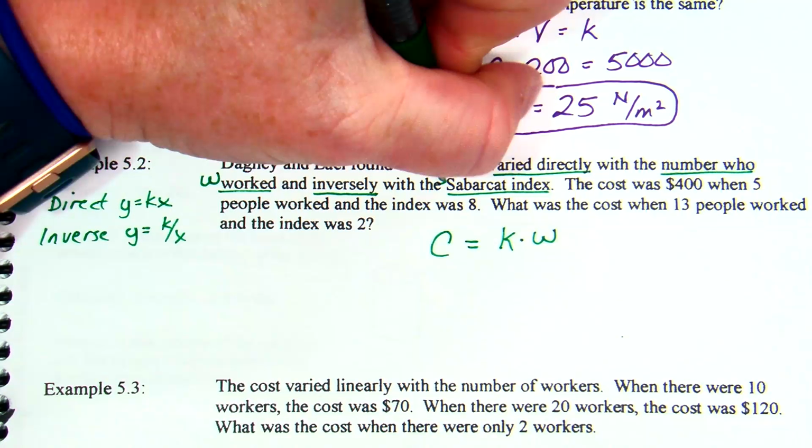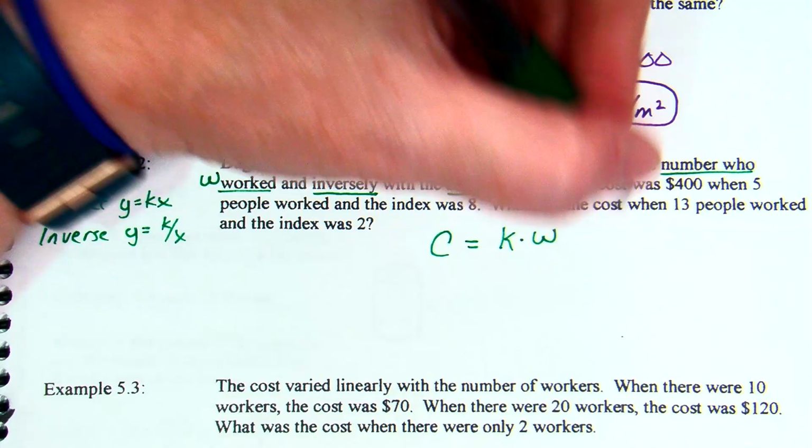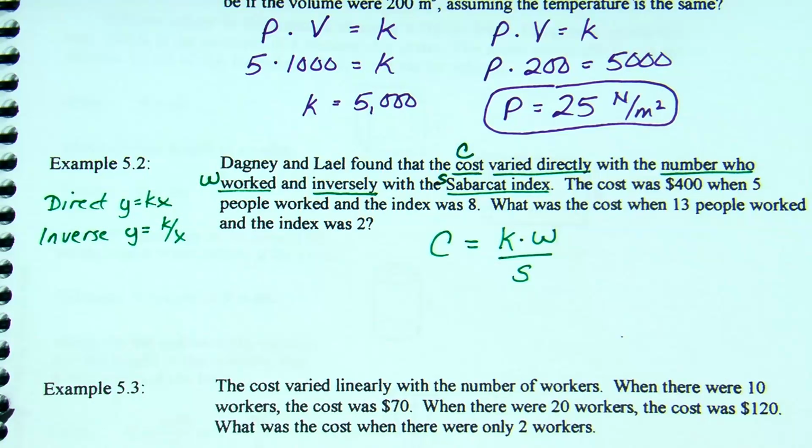Since it varies inversely, we're going to divide by S. You only need one constant in this type of problem. You don't need a constant every time it says varies. You just need one constant there. So this is the formula we're using. Are you guys okay with that formula, now that I've walked you through it at least?